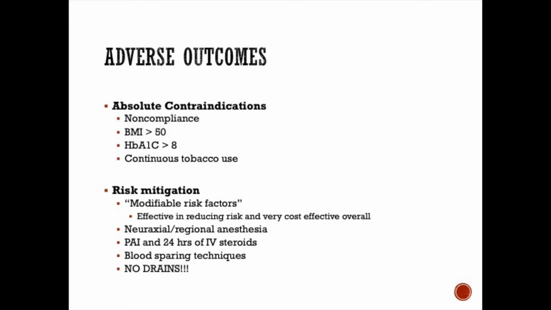Other things that help mitigate risk. Neuraxial and regional anesthesia is better than general anesthesia for length of stay, for complications, for pain control, all kinds of benefits with that. Periarticular injection and 24 hours of IV steroids have been shown to be effective at better pain control, which improves outcomes and length of stay in the hospital. Blood-sparing techniques, whether or not that's the use of a tourniquet, use of special instruments like the Aquamantys or something like that, and the use of IV, oral, or topical tranexamic acid.